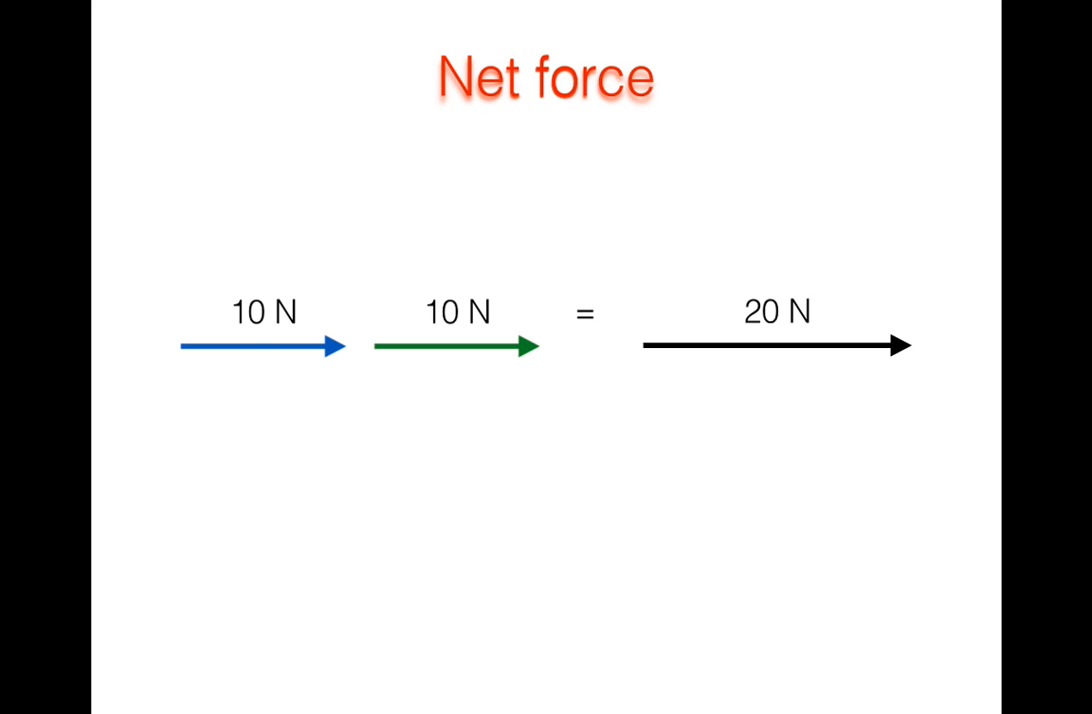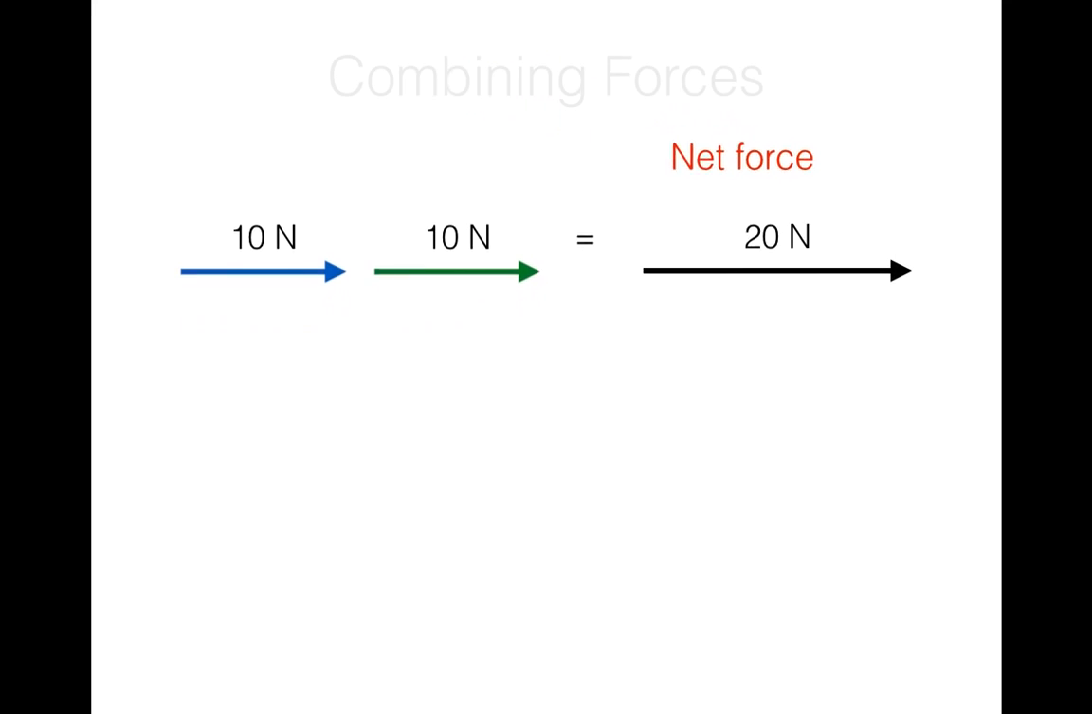And notice that the arrow is actually 2 times longer. The 20 newton arrow is longer than the 10 newton arrow, which makes sense because 20 newtons is larger than 10 newtons, therefore the arrow would be longer. And notice that the arrow is moving to the right. That's because the two arrows, 10 newtons and 10 newtons, are moving to the right. Therefore, the net force would also be moving in the same direction.